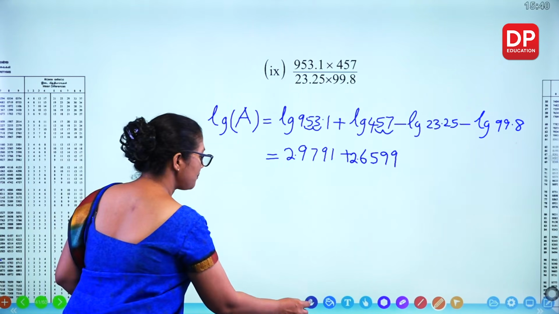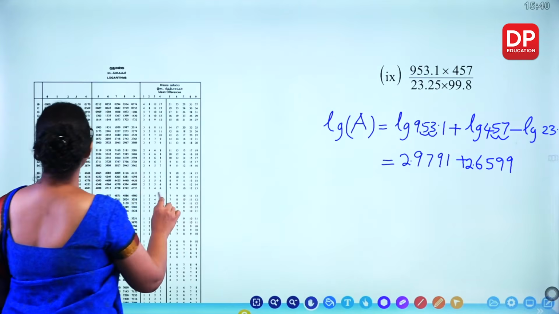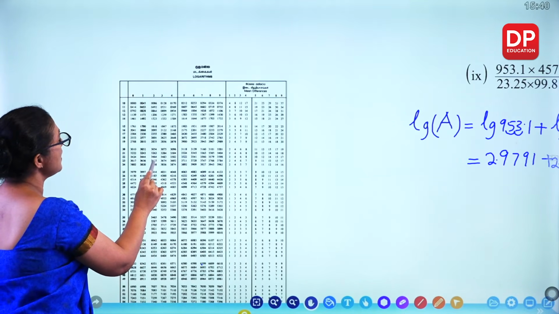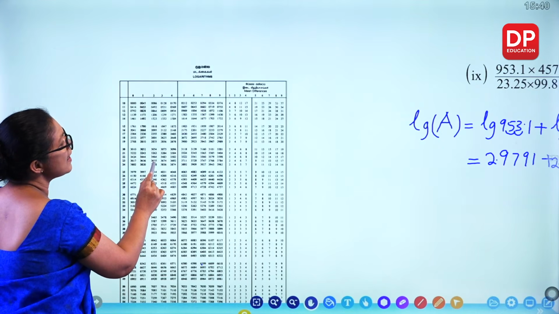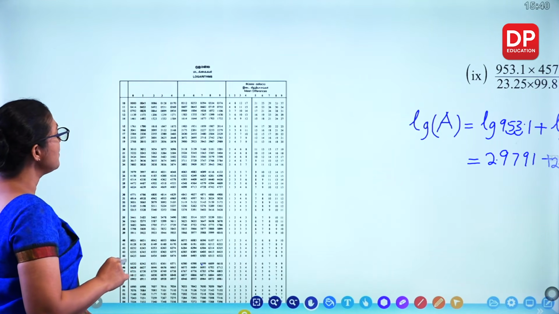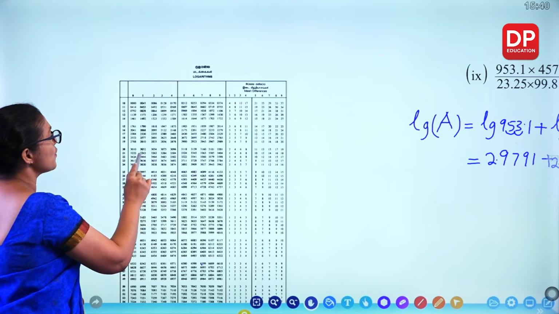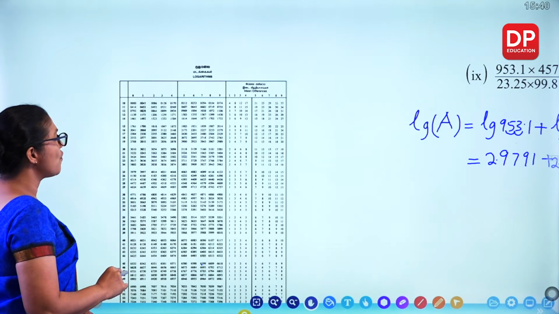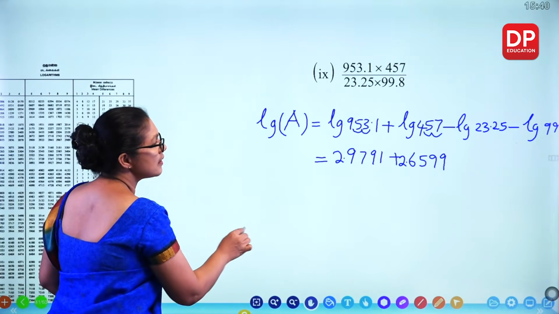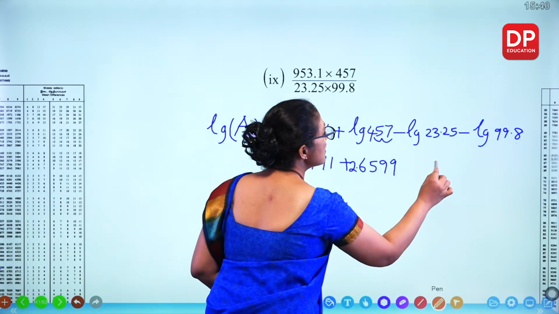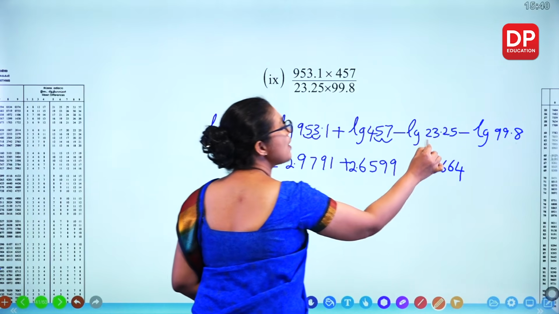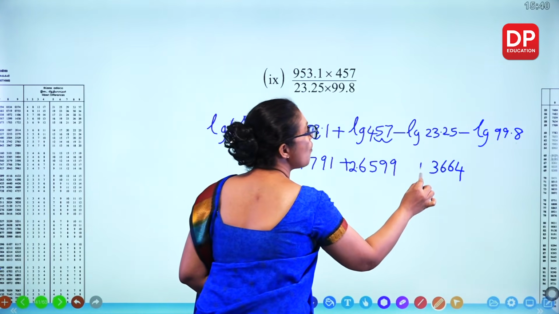Now the next one, 2325. From this table, 23, 2 is this, 5 is 9. Add 9 to this one, you get 64, 36, 64. And this is just one place to the right, 1 point.